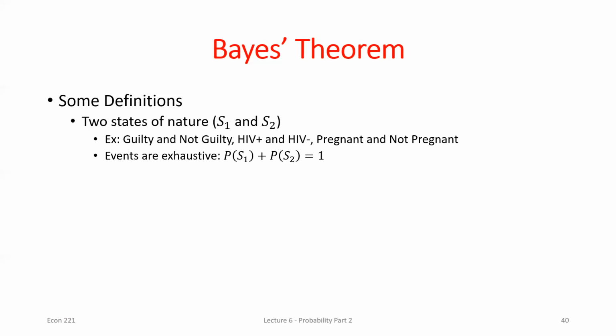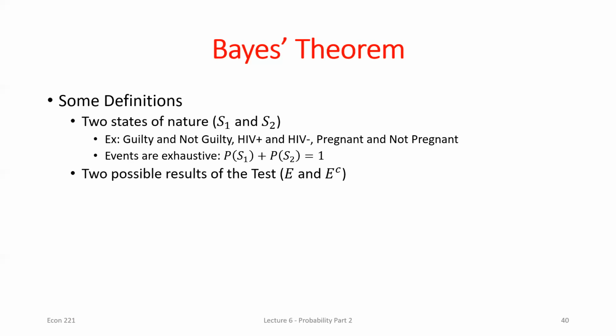So I said that these are complements. Another way of saying that is these events are exhaustive, right? I have to either be in one of these states of nature or the other, right? So they must add up to one. So I take the probability that someone is pregnant plus the probability that they're not pregnant. Well, those are the only two outcomes, so those have to add up to one. Okay?